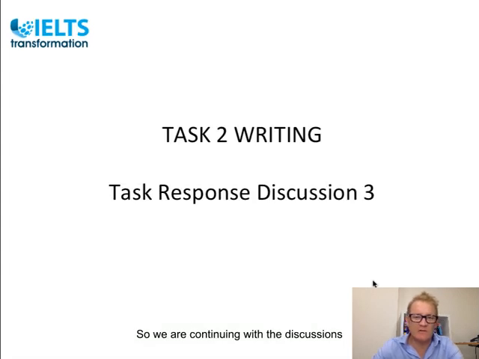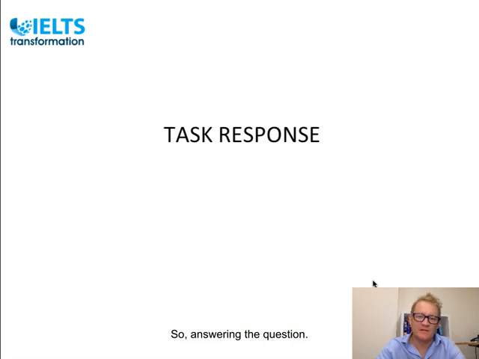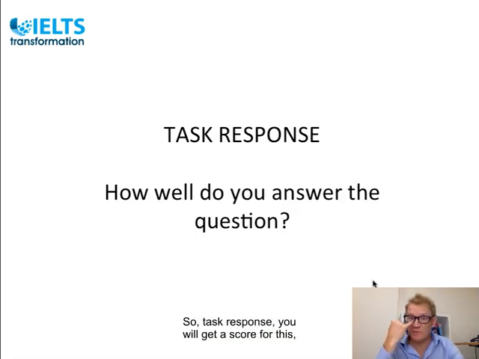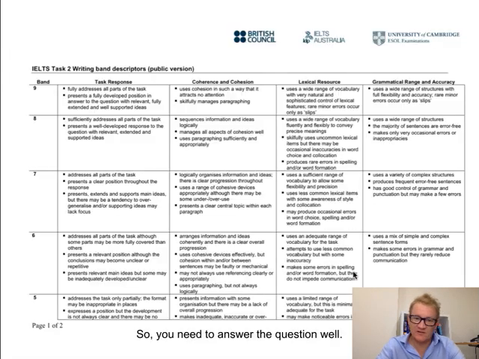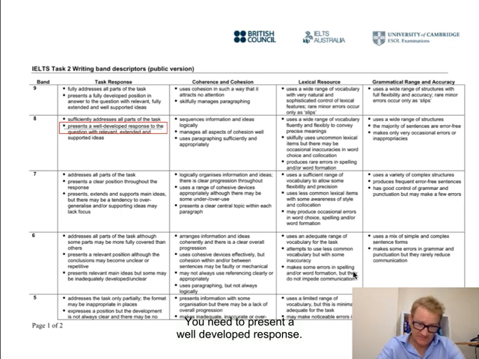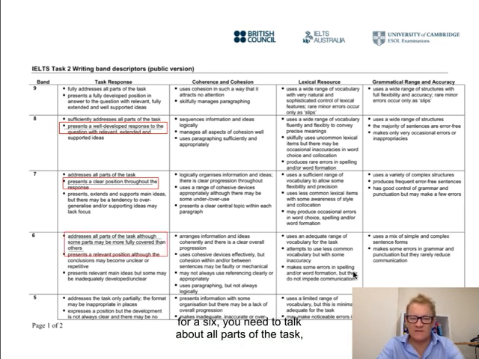So we are continuing with the discussions to help you get a better score in task response, so answering the question. Let's review that very quickly. Task response, you will get a score for this, and it depends on how well you answer the question. You need to address all parts of the task. You need to present a well-developed response. For a 7, a clear position throughout. For a 6, you need to talk about all parts of the task, although some parts may be more fully covered than others. For a 7, address all parts of the task.